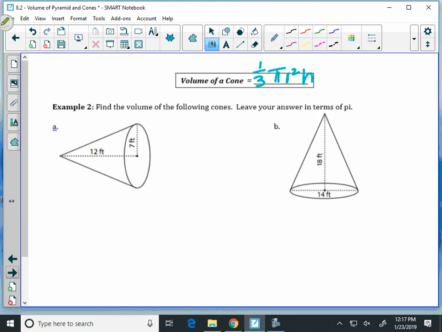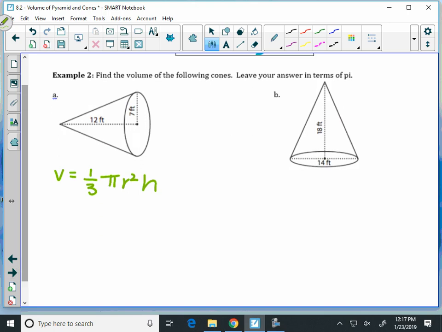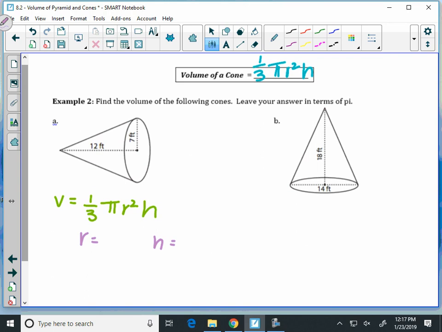So we take a look at A. We want to find the volume of this cone. So write down the formula. And then we have to find our 2 missing pieces. Looking at your diagram, what is the radius of our cone? 7. To figure out your radius, go to the base of the cone, which is the circle. The radius of that circle is 7, so the radius of our cone is 7.